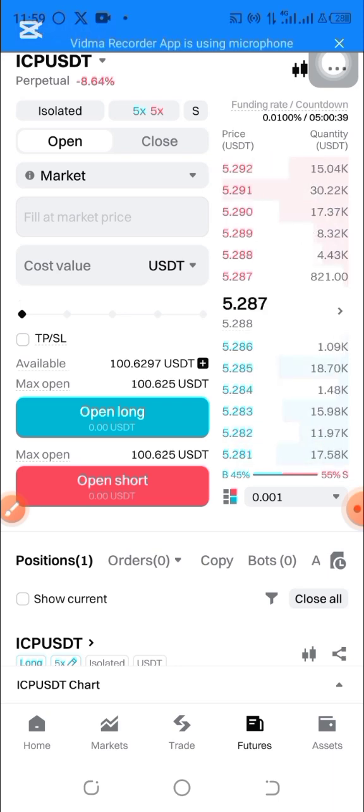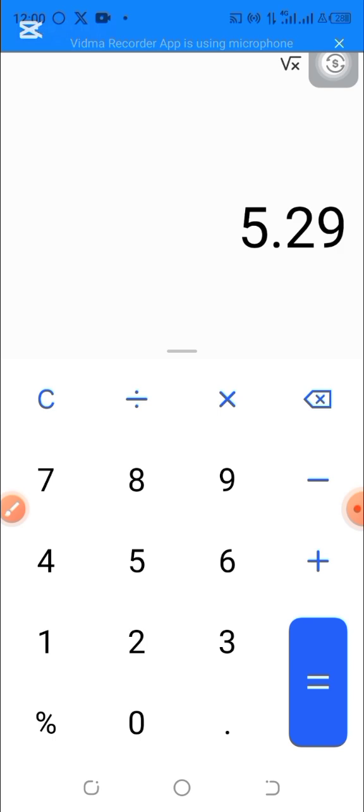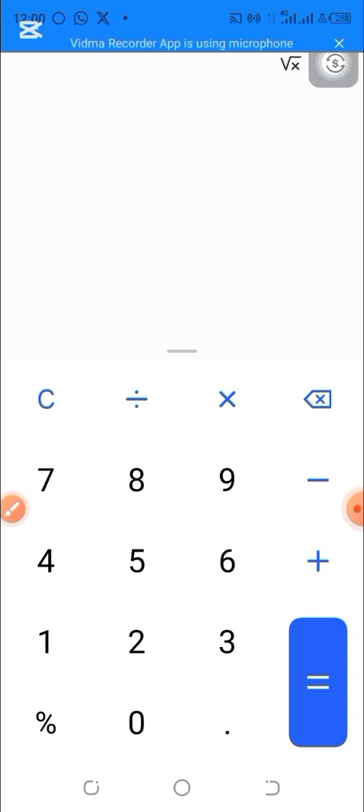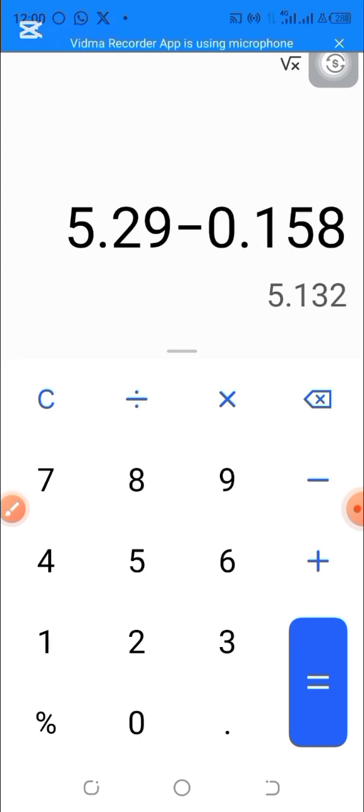So let's do some calculation here, guys. The present price of this ICP is 5.290 cents. So 5.290 cents times 3 divided by 100 will give me 0.1587. That is to say, 5.290 minus 0.1587 will give us 5.132. That means if the price of this ICP comes down by 3%, I'm going to spend my next $5 to enter this trade at 5.132. Hope you get that, guys.